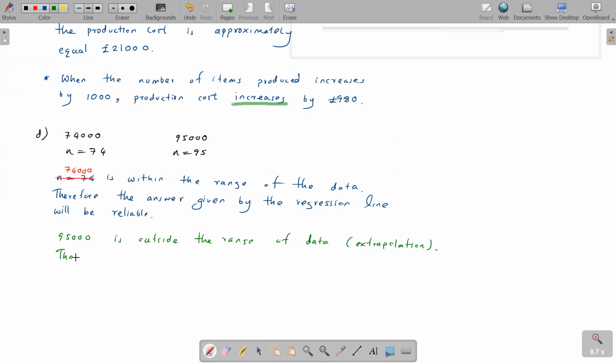Therefore, the prediction, because we are predicting the y value, is less reliable. The y value is not going to be reliable. You can't trust that y value. We don't know what's going to happen. So you should not use your regression line to estimate anything outside the range. All right, guys, it is clear.